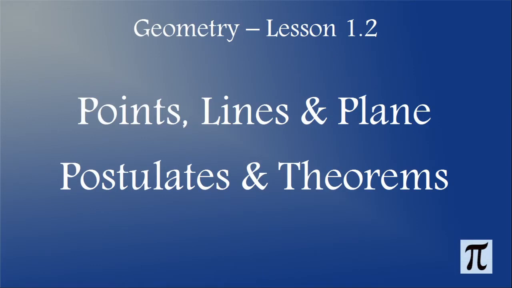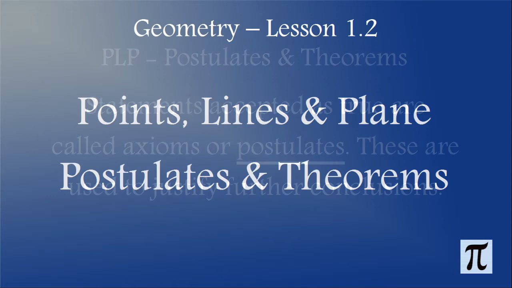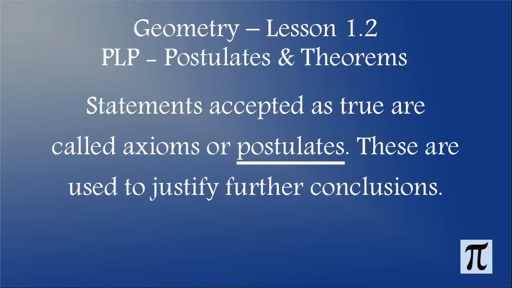We're up to section 1.2, and we'll be talking about postulates and theorems related to points, lines, and planes. Statements accepted as true are called axioms or postulates. These are used to justify further conclusions. Later in geometry, we will be talking about proofs, where we'll use postulates and theorems to prove a statement to be true or false.